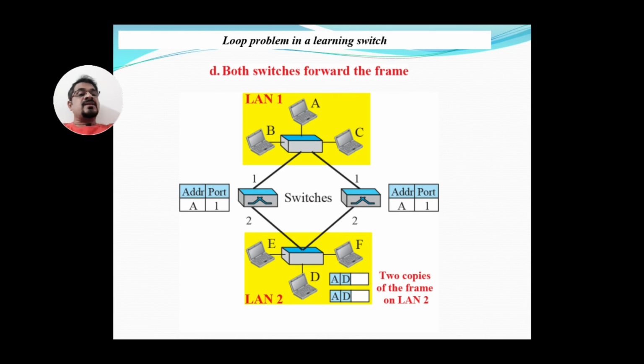Loop problem in a learning switch. Automatically both the switches are going to learn both LAN 1 as well as LAN 2, the switching table information as well as the port information. So this we call a looping problem.